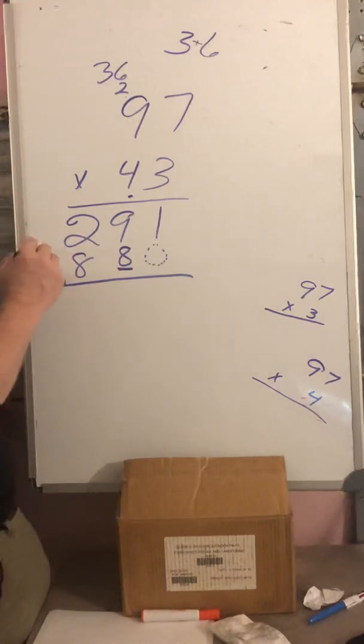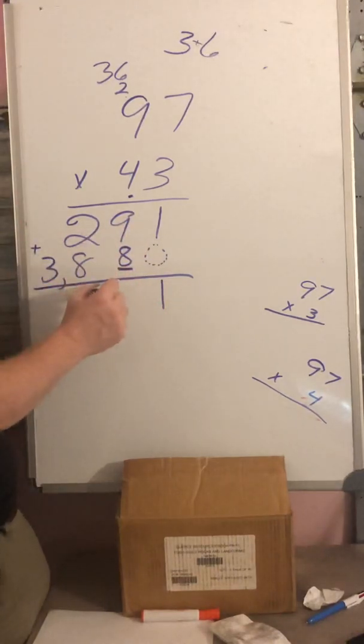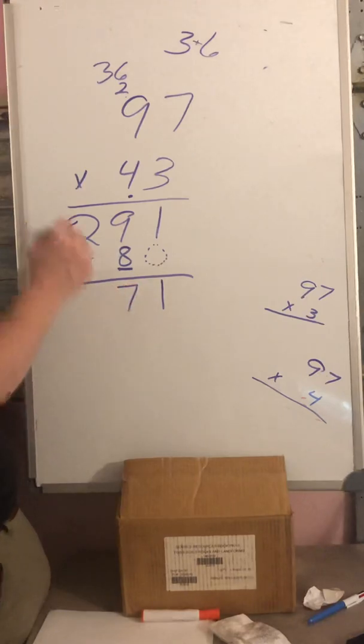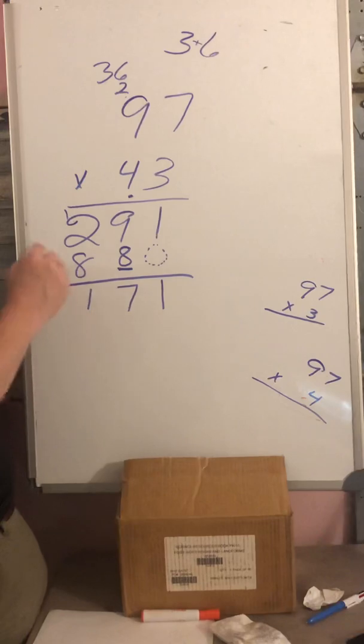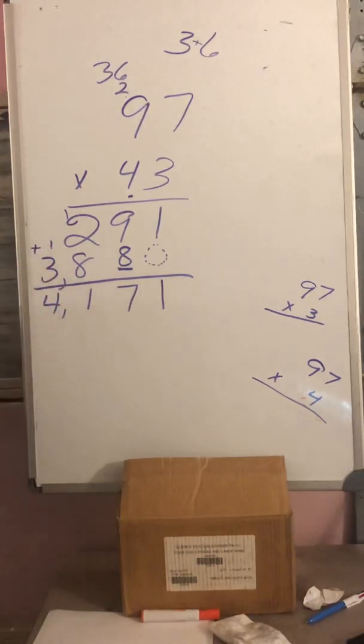It's time now to add it up. 9 plus 8 is 17. 8 plus 3 is 11. Carry the 1. 1 plus 3 is 4. And the answer is 4,171.